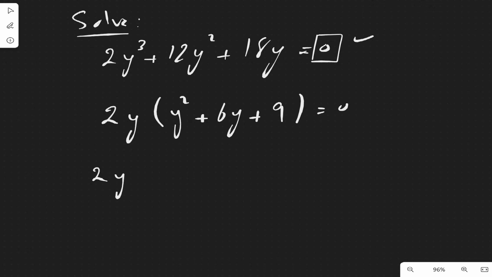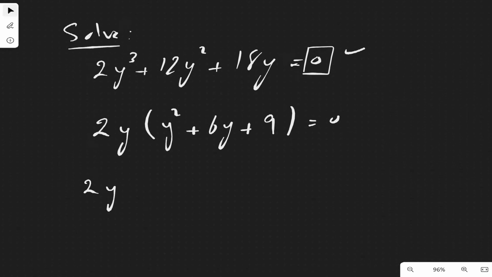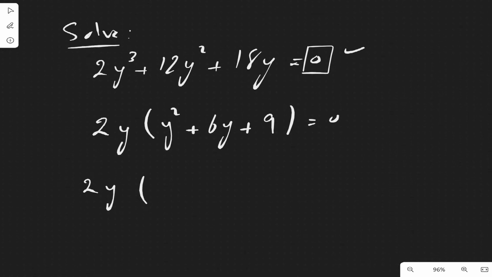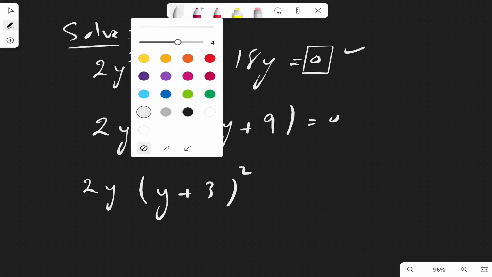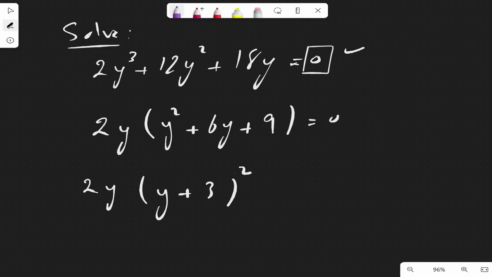This is a perfect square trinomial, so it can be written as (y plus 3) to the power of 2. If I want to give you a hint, what is the square root of y2? The answer is y. What is the square root of 9? The answer is 3. Still, you have to make sure about the middle one.